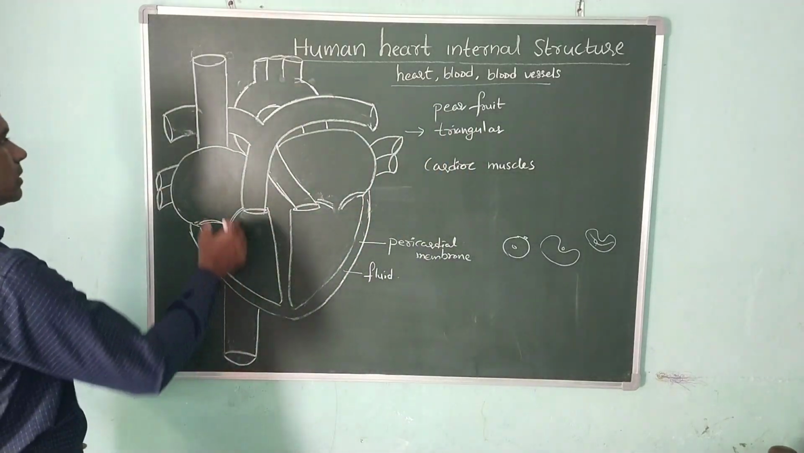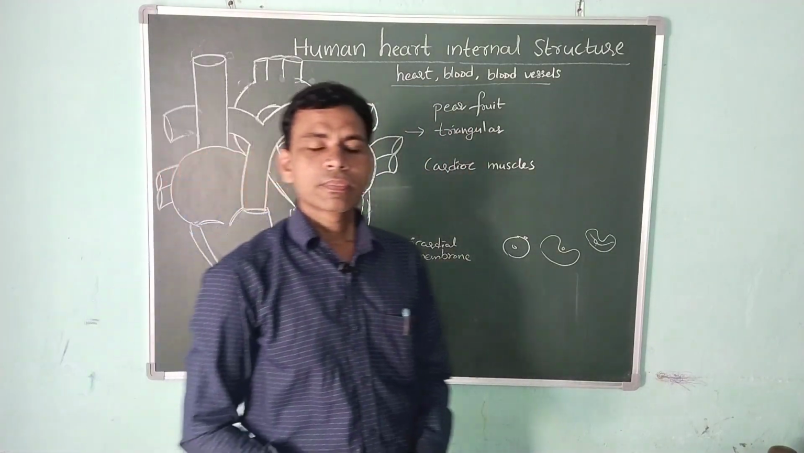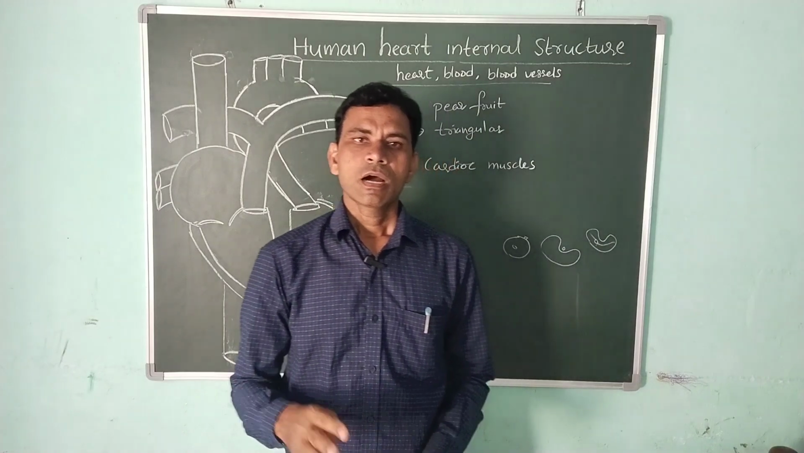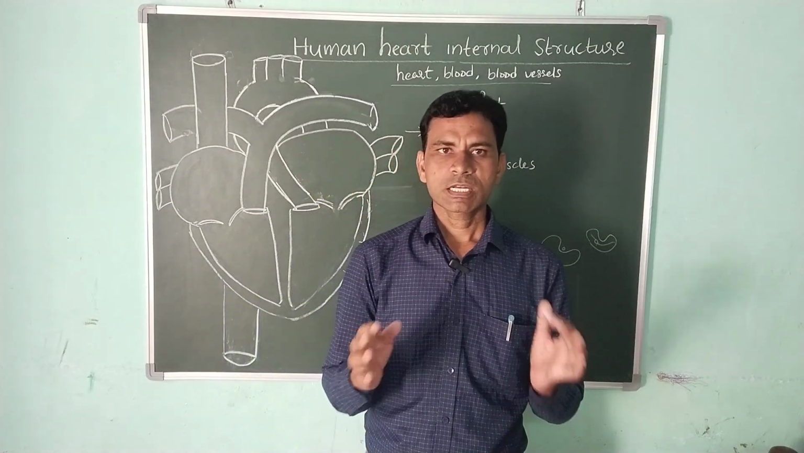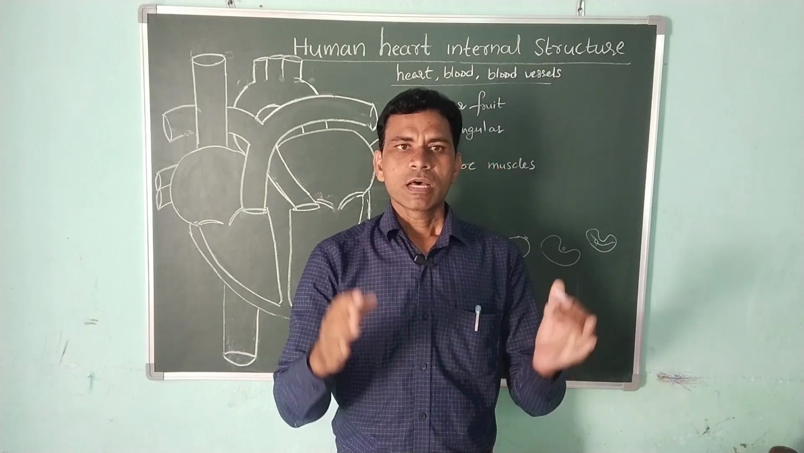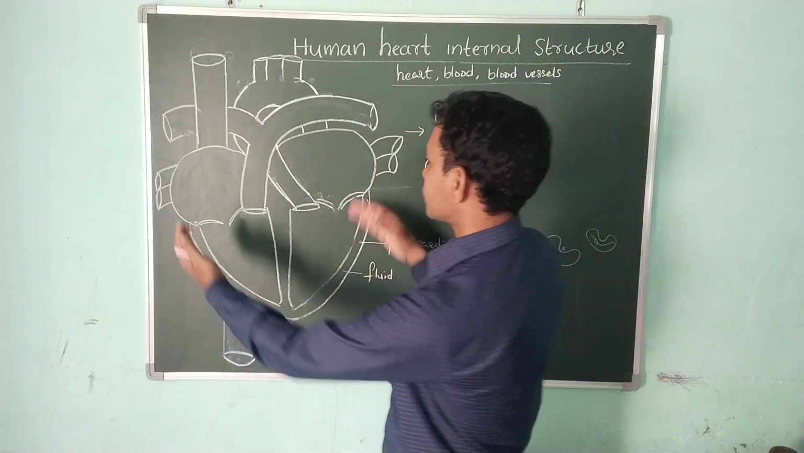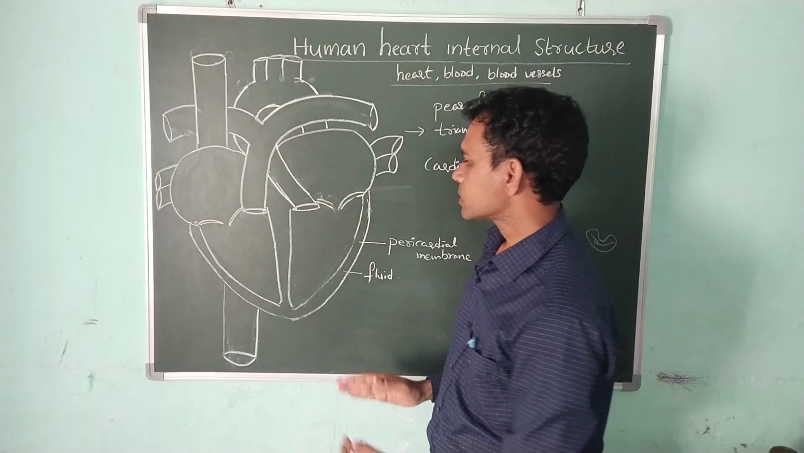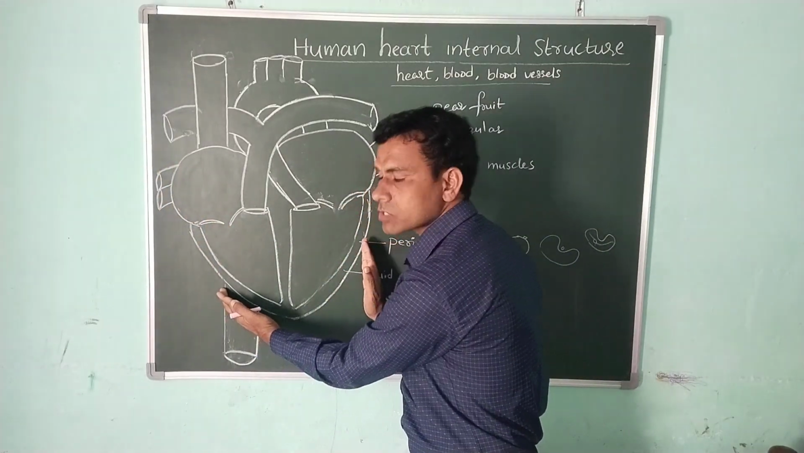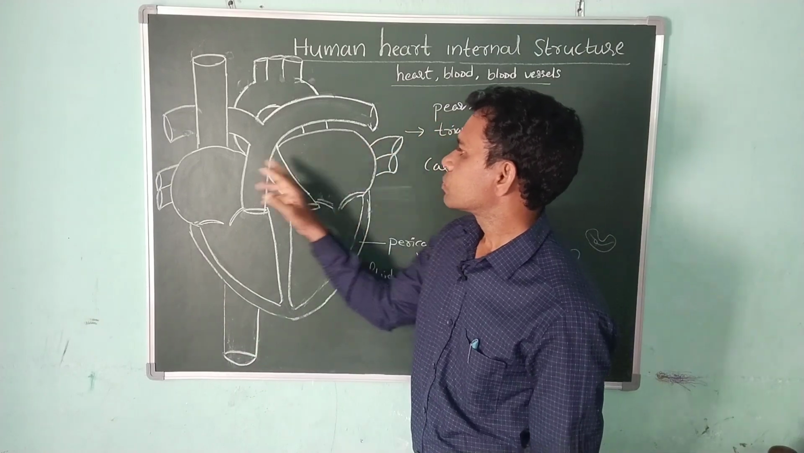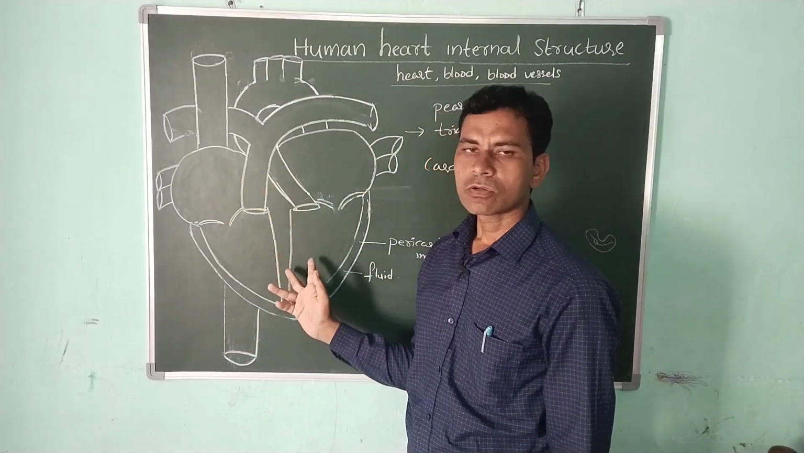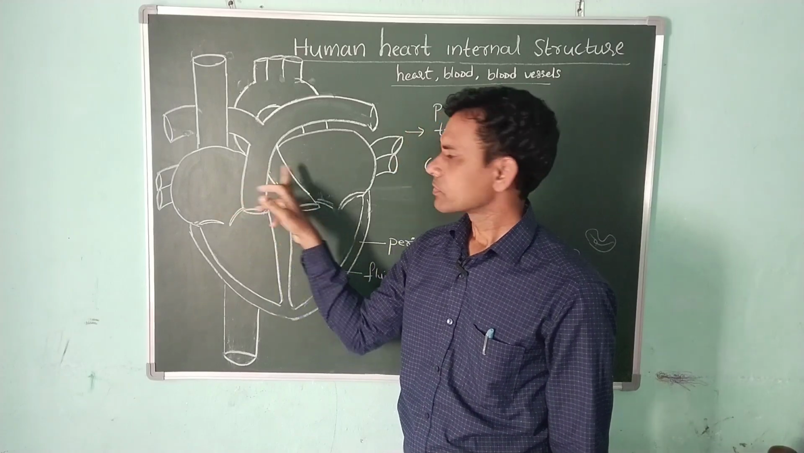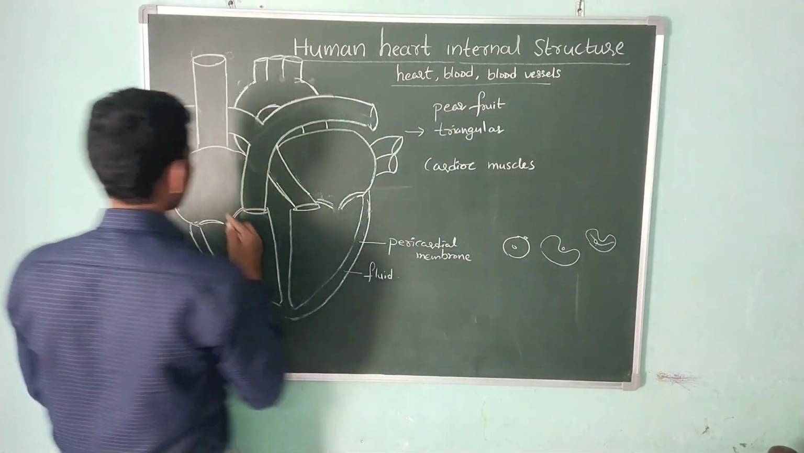Next, our heart consists of four chambers. When we see the external structure of the heart, the anterior part is wider and the posterior part is narrower. It consists of two upper chambers and two lower chambers. The upper chambers are called auricles.